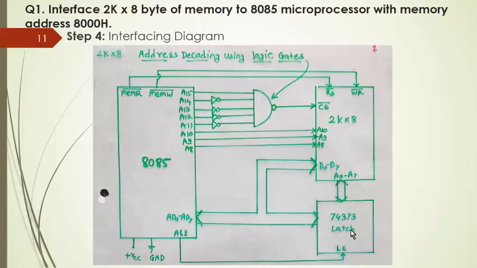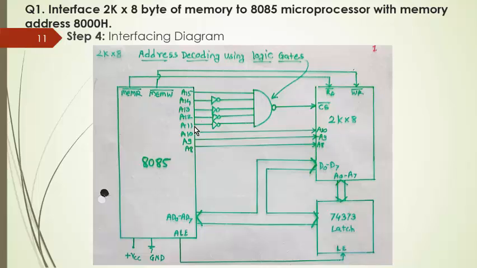For 2 kilobytes of memory capacity we require A0 to A10 address lines. Out of A0 to A10, the A0 to A7 lines are multiplexed. That is why AD0 to AD7 need to pass through this particular latch device, that is, by using demultiplexing logic, and the remaining lines are non-multiplexed, that is, A8 to A15 lines are not mixed with any other signal.